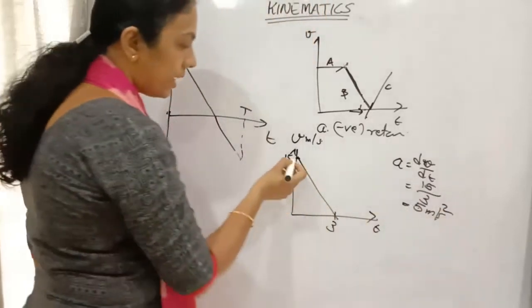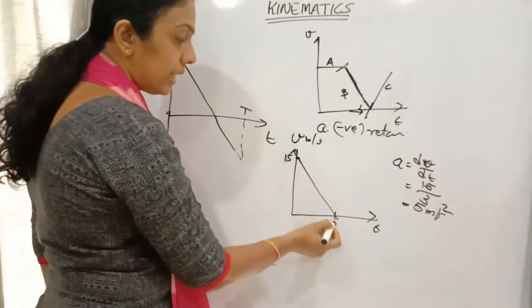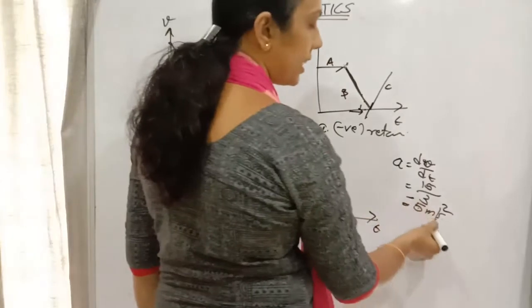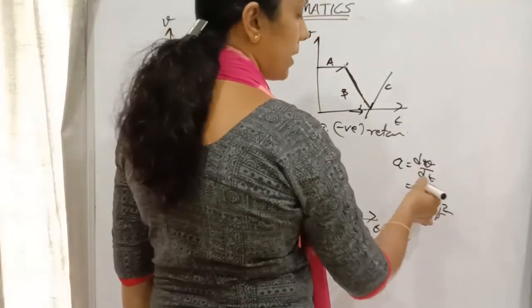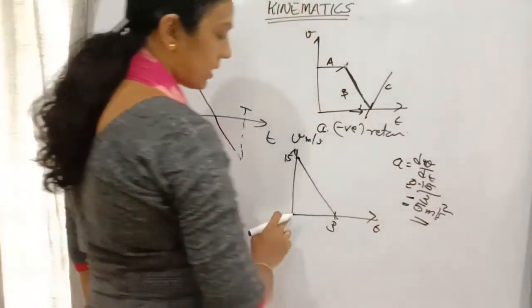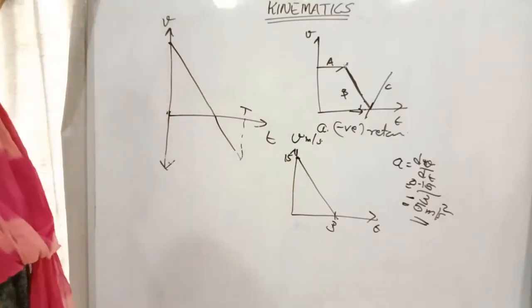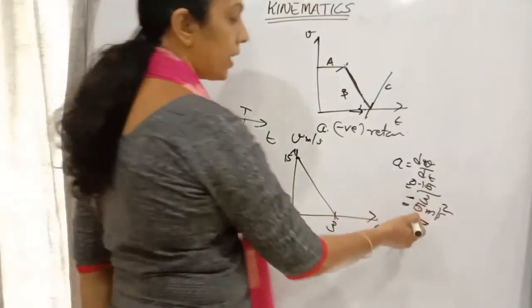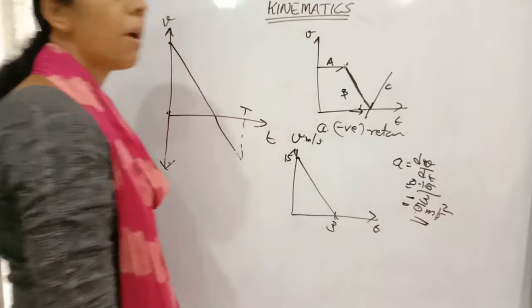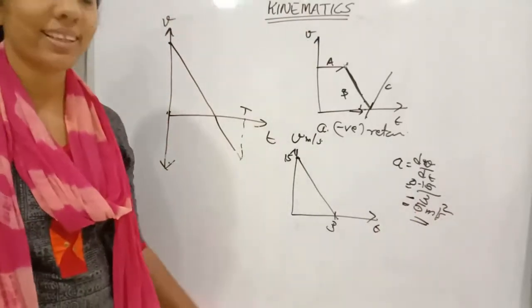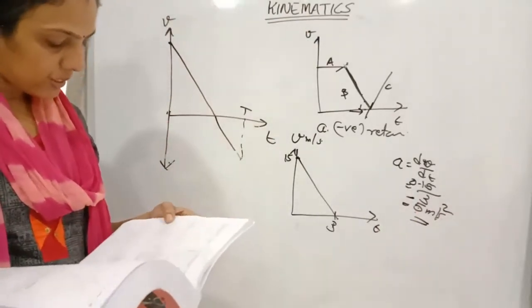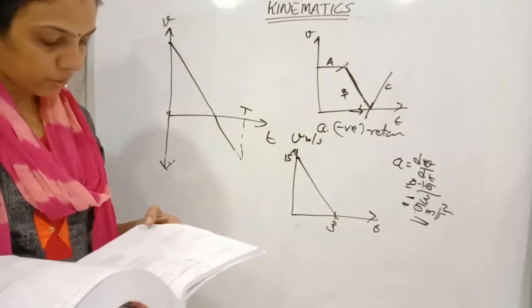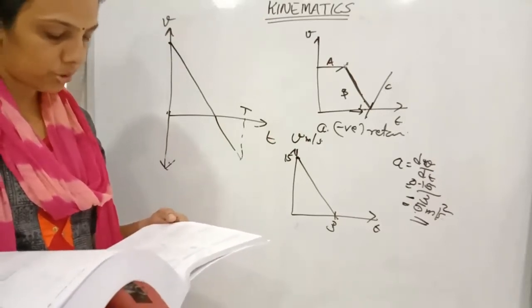Now here, velocity is decreasing with respect to time. So acceleration will be negative. So final velocity minus initial velocity: 0 minus 15, that is minus 15 divided by 3. So minus 5 meter per second square. Clear? Next one. The velocity time plot of a moving object is shown in the figure.